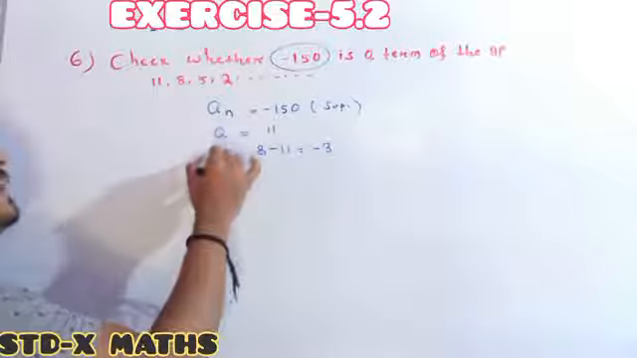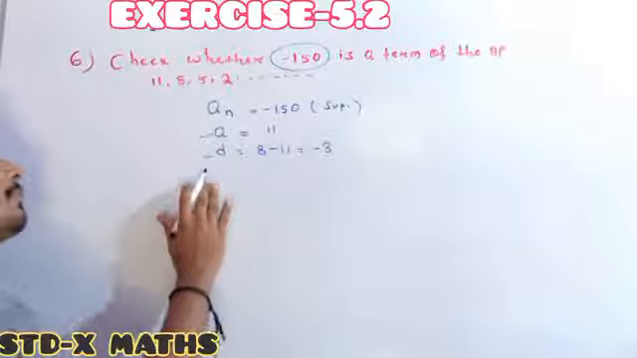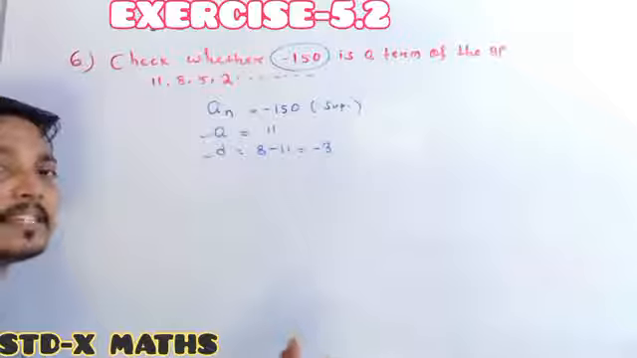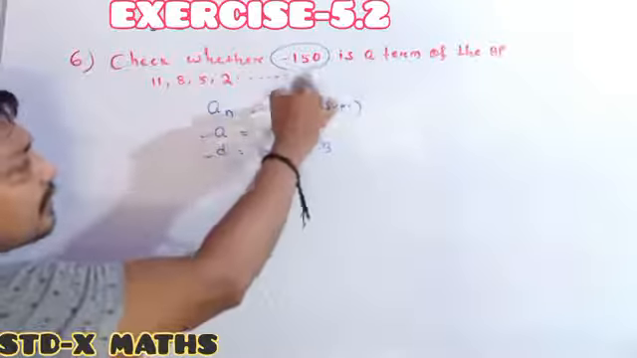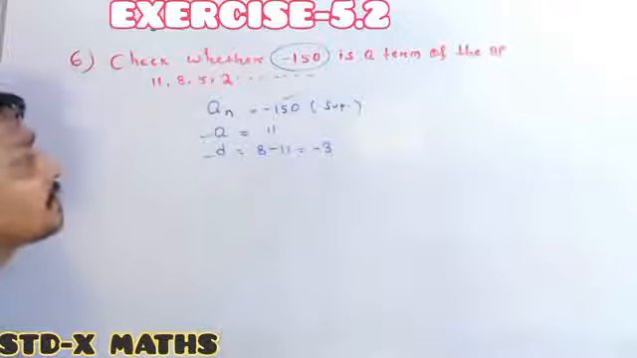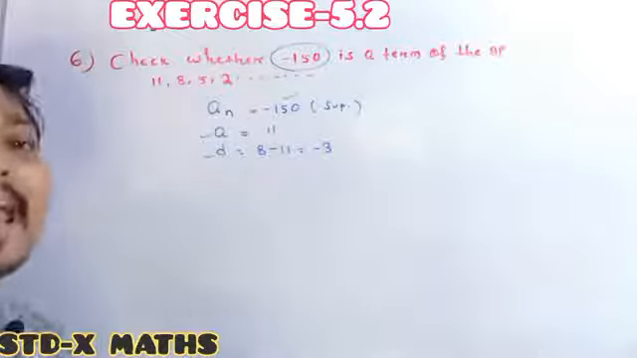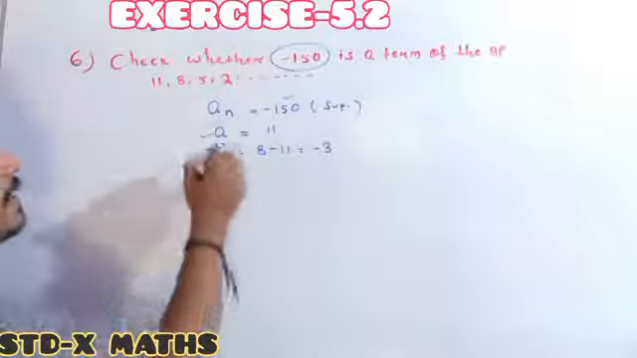Thereafter, if we are capable of finding n, then we can easily say whether this is the 30th, 40th, or 50th term. Then we can say that yes, minus 150 is one of the terms, meaning the 13th term or the 15th term. So the important thing is to find n and check that it is a valid number. So how do we find n?